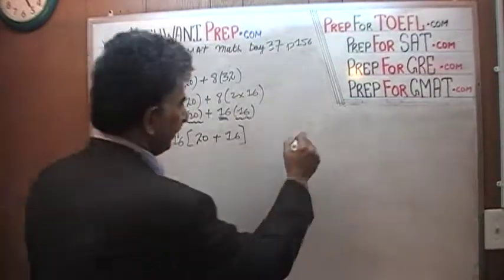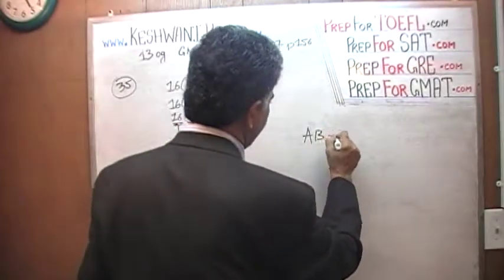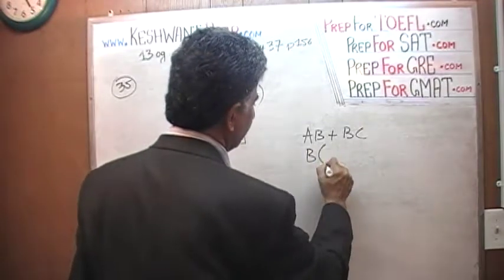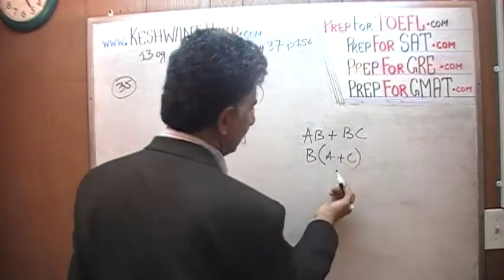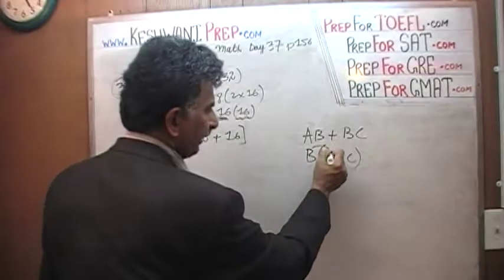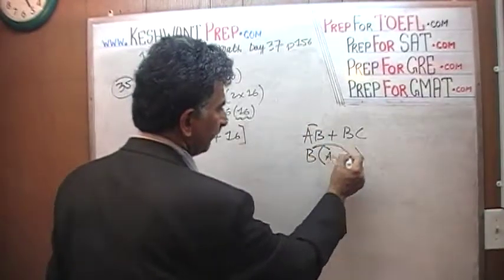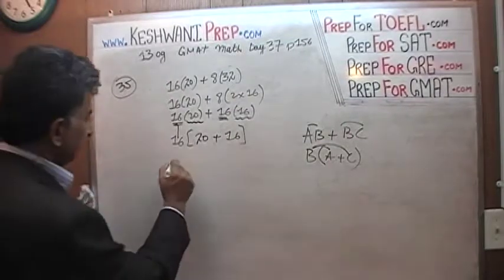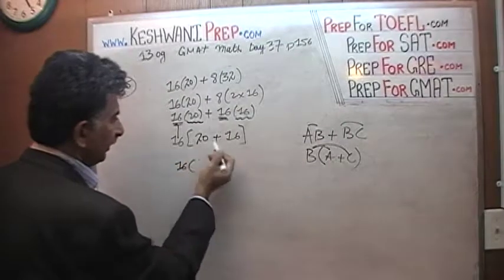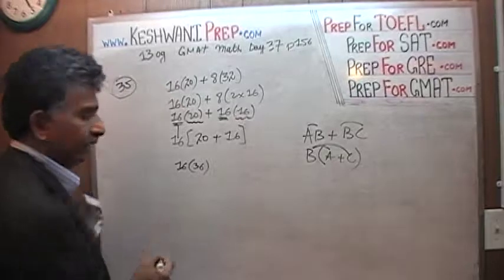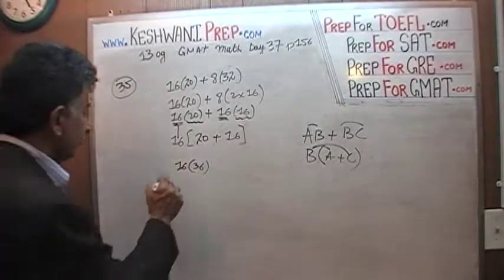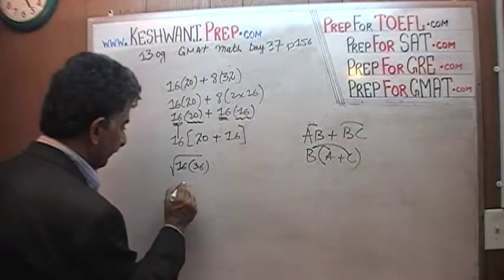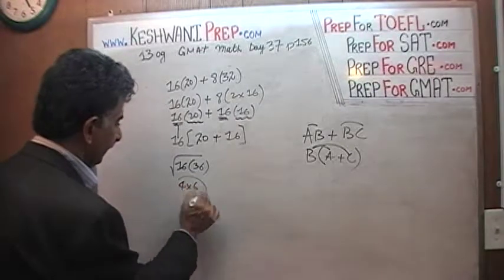It's just like if you have a times b plus b times c, which of course is the same as b times a plus c. You take out the b common. B times A gives you back the AB and B times C gives you back the BC. That's all. So that's it, we're done. So it's 16 times 20 plus 16 is 36. And now of course we are ready to take the square root. Taking the square root is very simple because square root of 16 is 4, the square root of 36 is 6. That's it, that's your answer.